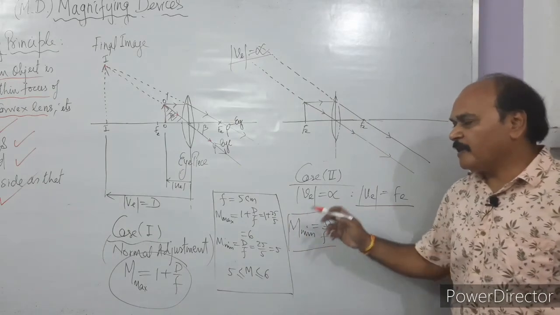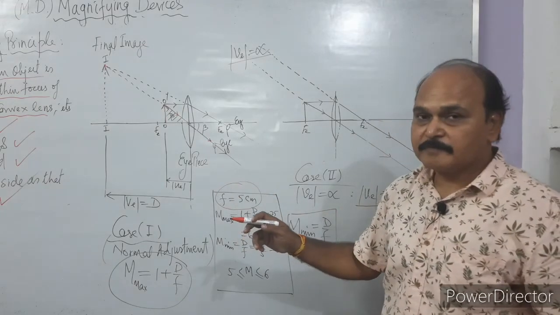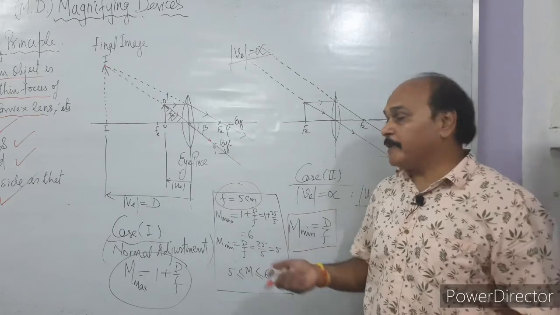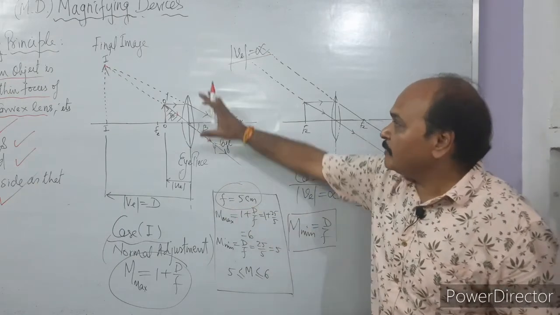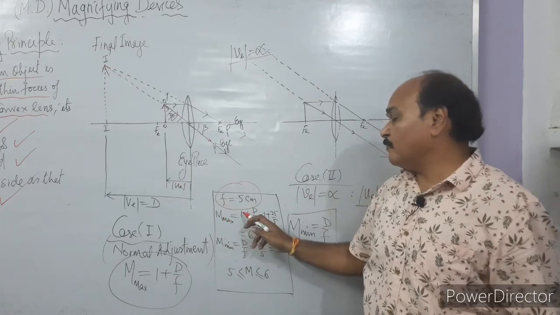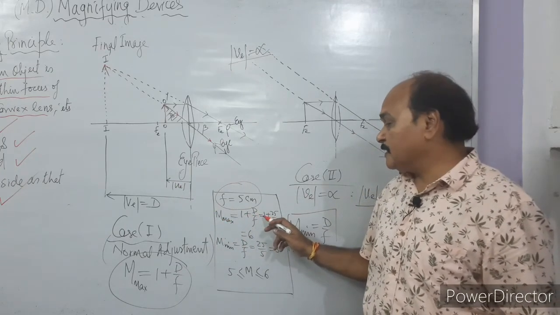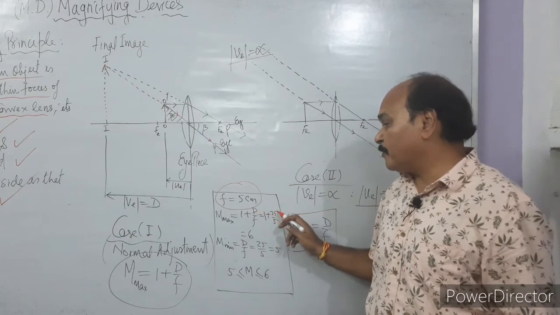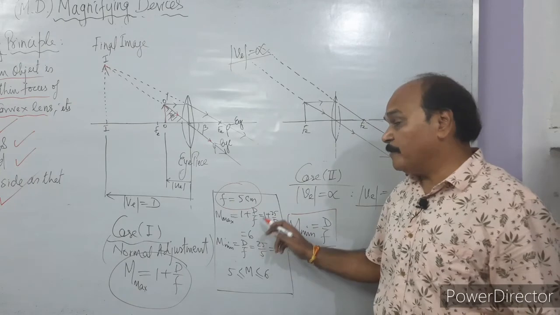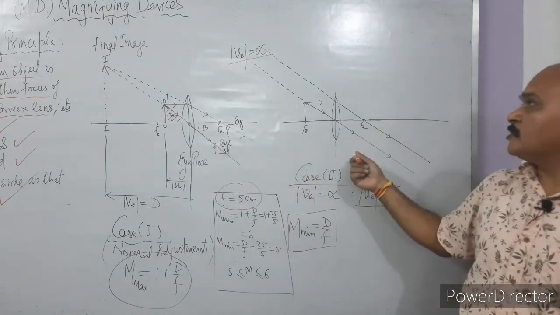Well, if we have a lens of focal length, say, 5 centimeter as eyepiece, what would be its maximum M and minimum M? For maximum M, the image has to be seen closest to the eye, and that is 1 plus D upon F. 1 plus D is what? 25 upon 5. The focal length is 5. 5 plus 1 is 6. M is 6.